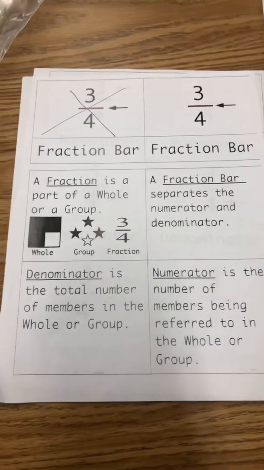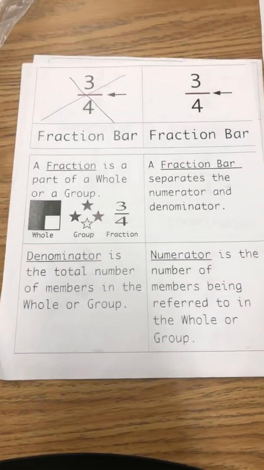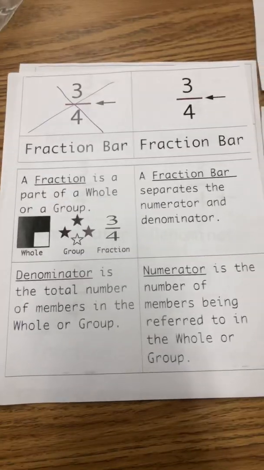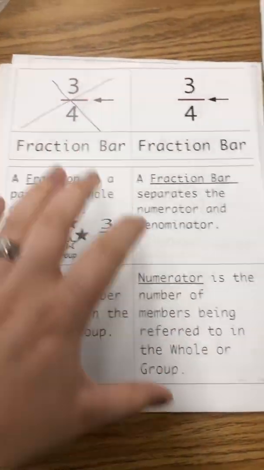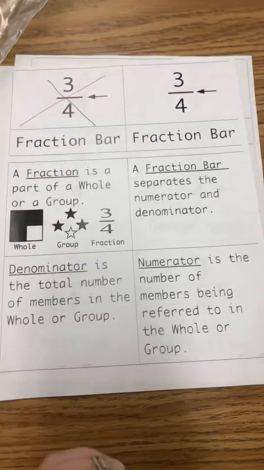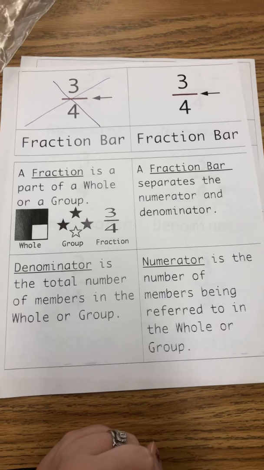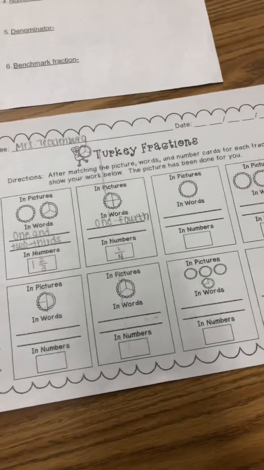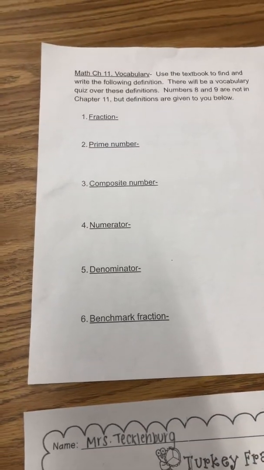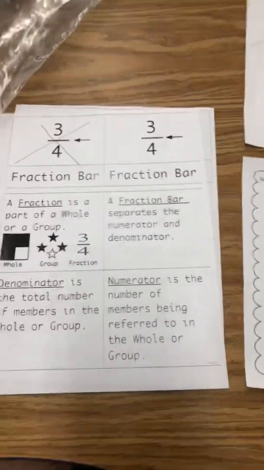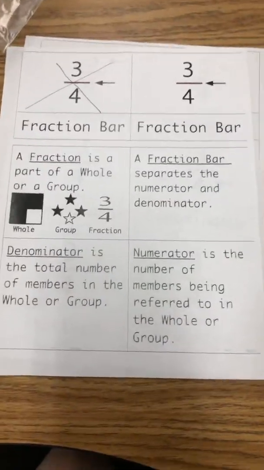Fourth graders, we're going to continue on in our fraction lesson. So the three things you need out right now is this fraction paper right here. You're going to be cutting and pasting in just a second. You need to get out your math journal because you're going to be needing that to cut and paste on there. You need your Turkey Fractions worksheet, and you need your Math Chapter 11 vocabulary. So please pause for a second if you still need to get those things out.